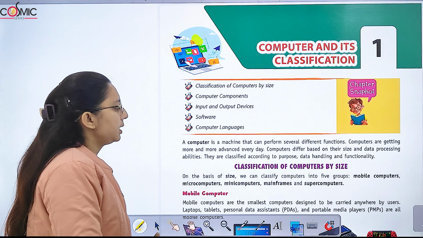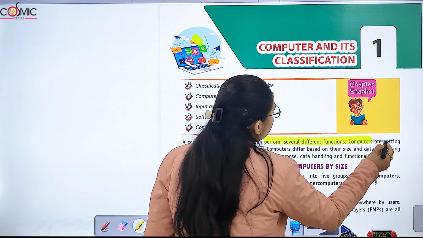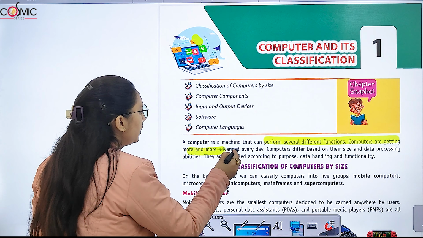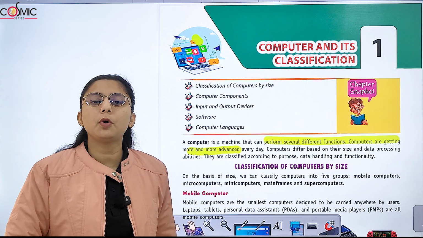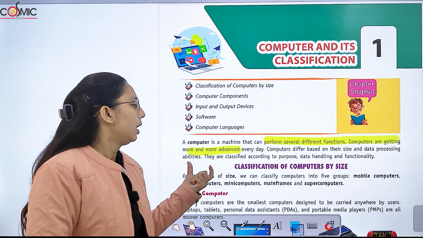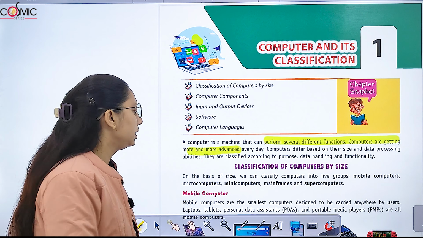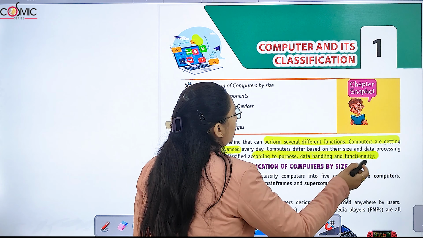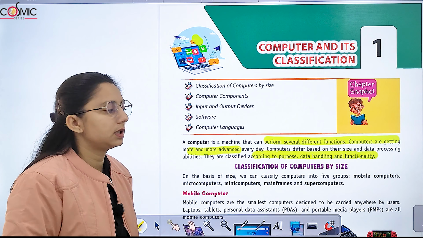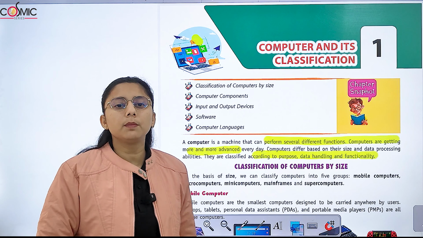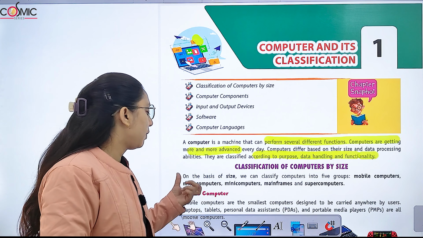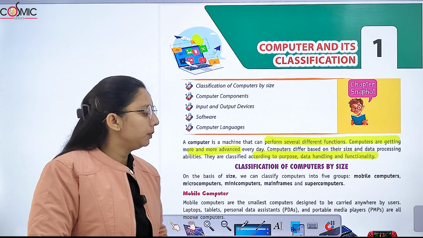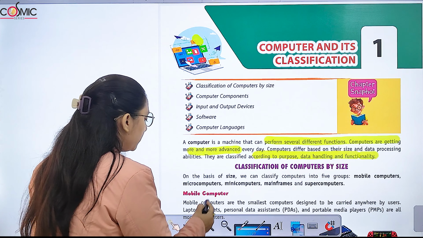So what is a computer? It is a machine that can perform several different functions. Computers are getting more and more advanced every day. Based upon their size, computers have different data abilities, and they are classified according to purpose, data handling and their functionality. So, classification of computers by size. We have mobile computer, microcomputer, mini computer, supercomputer and mainframe computer.